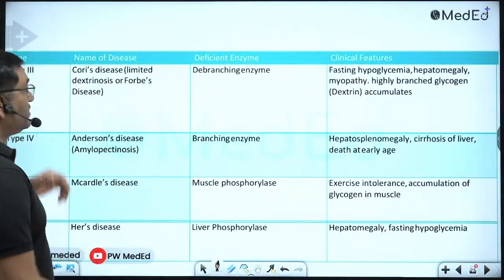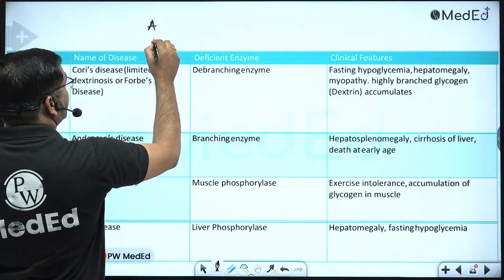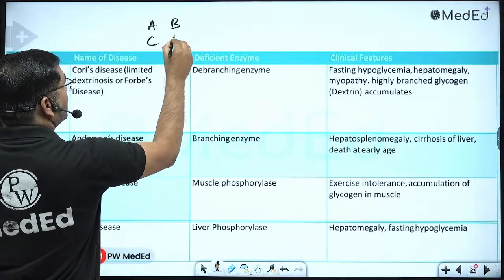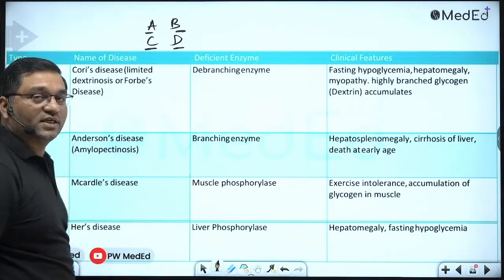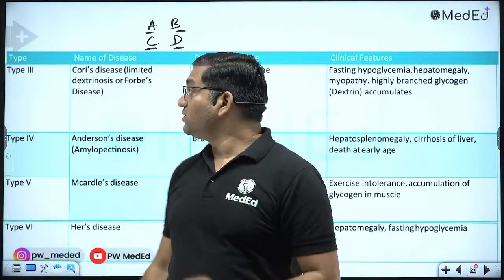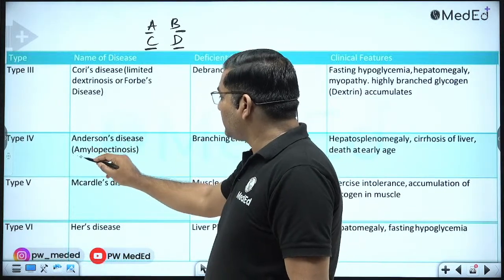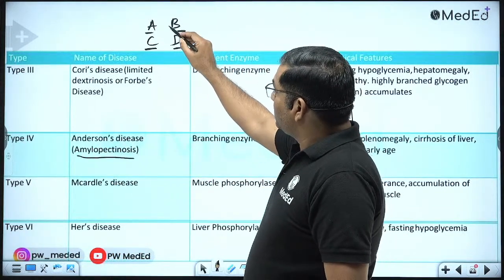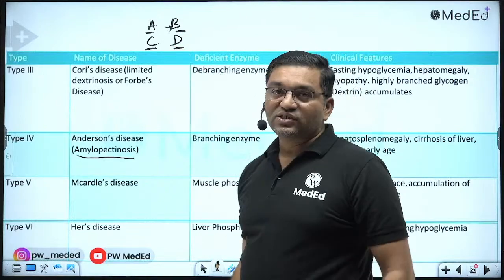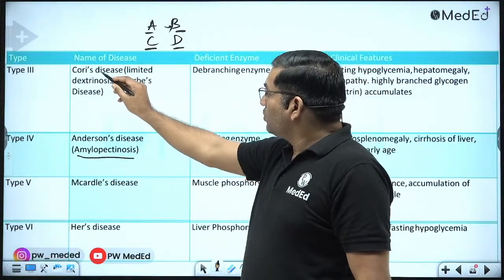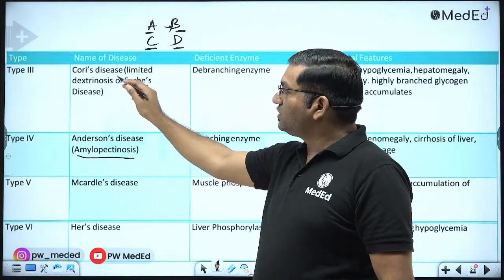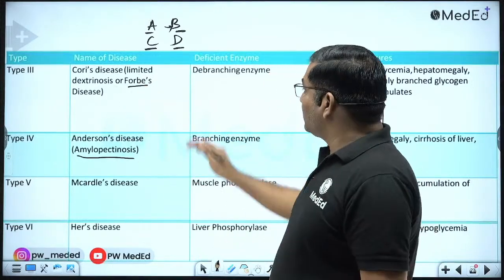Then Cori's disease. Remember here A, B, C, D: Anderson disease, branching enzyme; Cori's disease, debranching enzyme. Anderson disease, or amylopectinosis, has a defect in the branching enzyme. Cori's disease, also known as limit dextrinosis or Forbes disease, has a debranching enzyme defect.